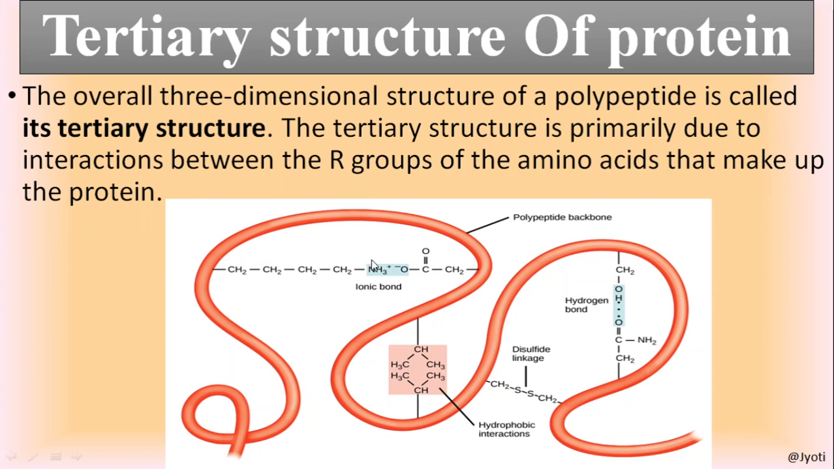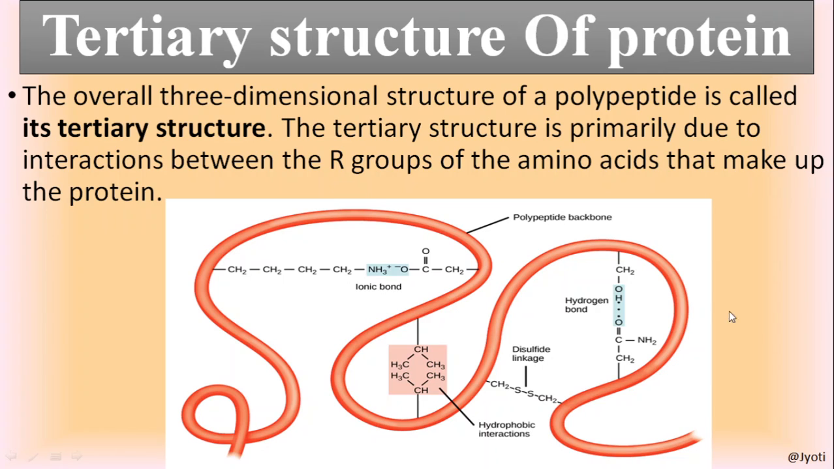Here you can see this is your ionic bond between NH3 and COOH. Here is the ionic bond. Then here you can see hydrophobic interaction. Then here you can see disulfide linkage and hydrogen bond. So all different types of bonds are present between the R groups. Here you can see that this is the R chain, the variant group, which is linked with the other amino acid. This is also a variant group because CH2 is there, so from that it should be clear to you.